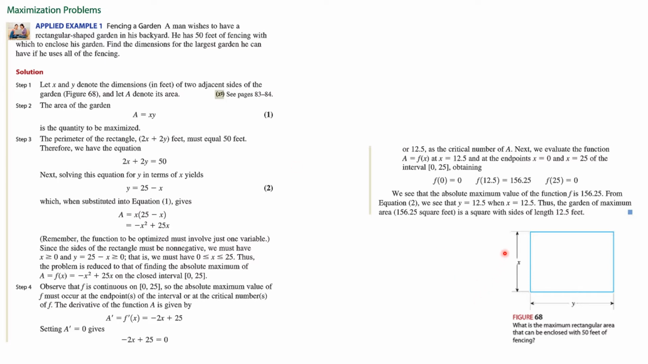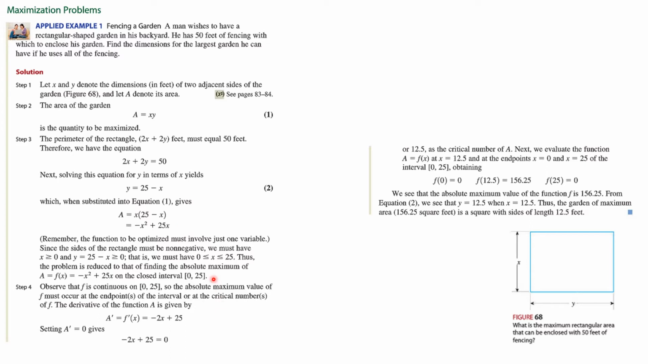Now the perimeter of the garden, all the way around, so we go x, y, x, and y again. That's 2x plus 2y, which has to add up to 50 because that's how much fencing I have. So we solve this equation for y, and we get y equals 25 minus x. Then going back to our area equation, everywhere we see a y, we put 25 minus x, and simplify. So A is equal to minus x squared plus 25x. You see we have turned it into a problem with a single variable.